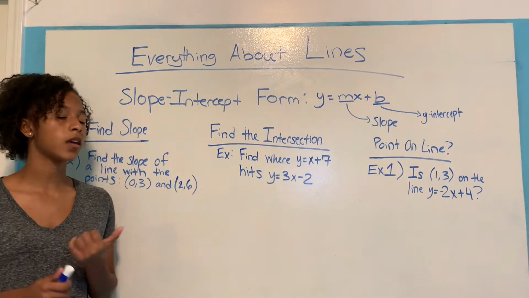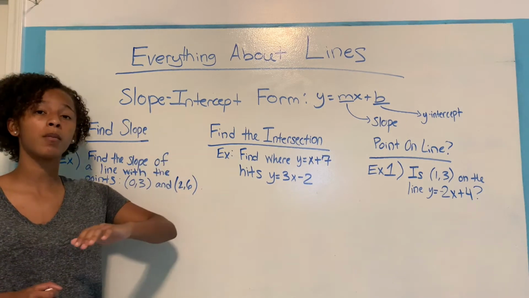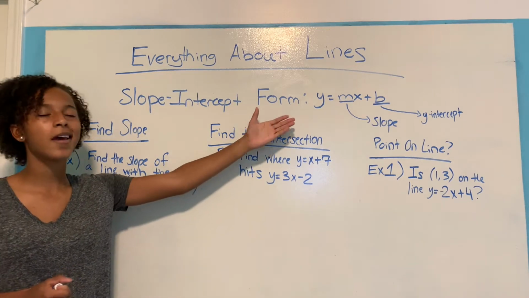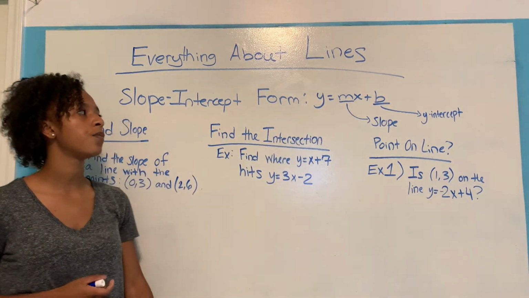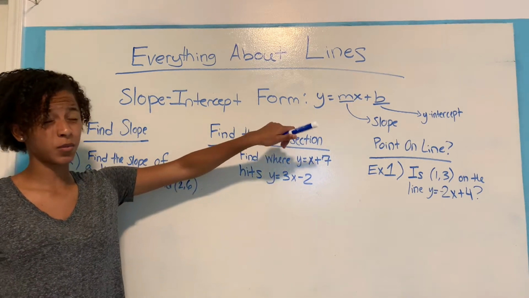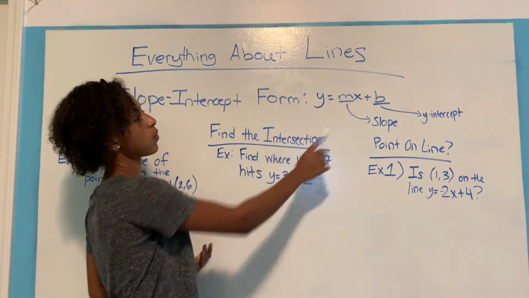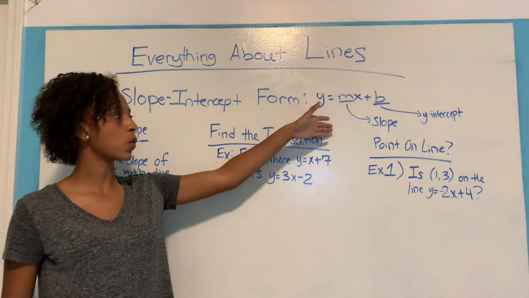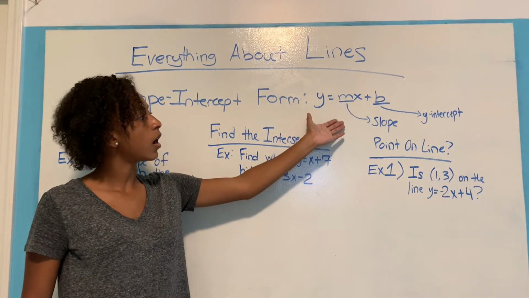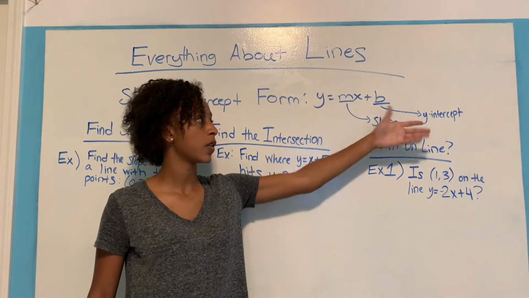On the SAT and ACT, I came in contact with slope-intercept form the most out of any line problem. This is the equation that any line is in, or can be forced into, basically, and it's extremely important to know. So this is the basic equation for a line: y equals mx plus b. In this case, m equals the slope, and b equals the y-intercept.